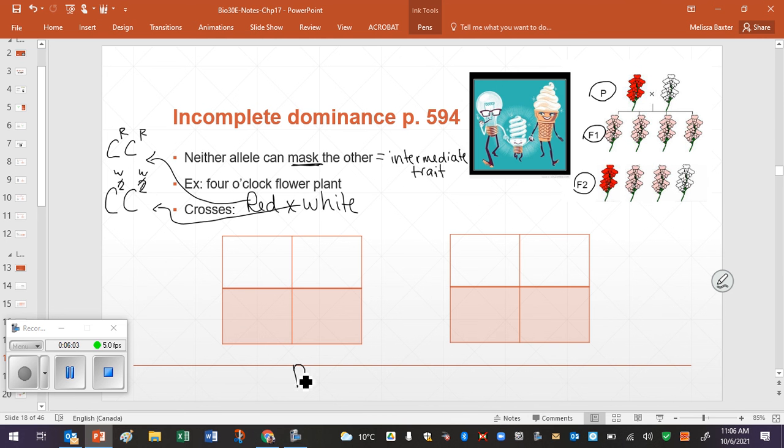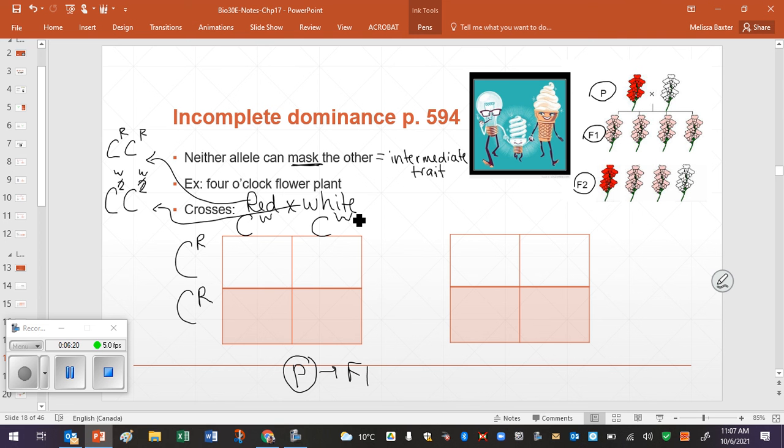So in my parental generation, when I cross that to make the F1 generation, this is what my Punnett square would look like. I'm crossing a red flower with a white one.